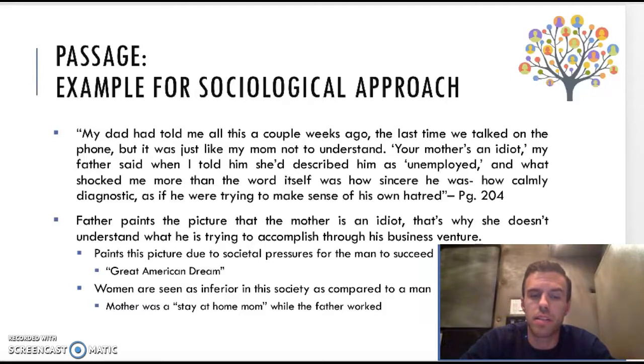He is attempting to chase his American dream and doesn't want to believe that this chase is over. With the father painting the picture of the mother being an idiot, he can tell in this society that women are seen as inferior as compared to the man. The mother never finished college in this story because she got pregnant. It was always expected of her to be the stay-at-home mom while the father finished school and worked.